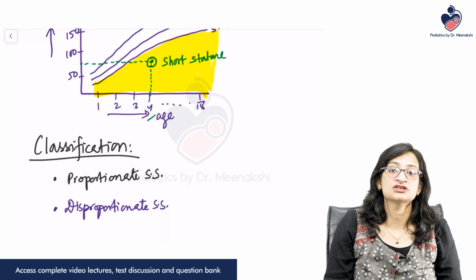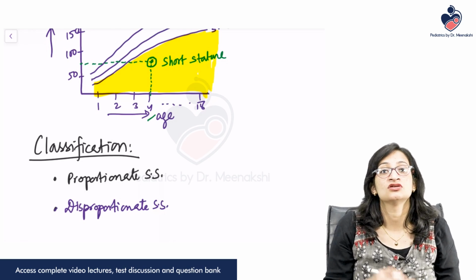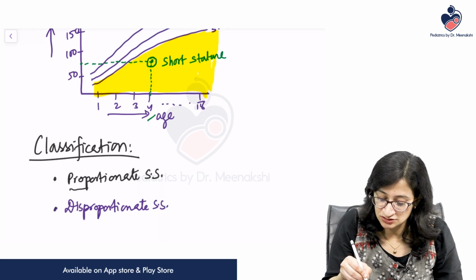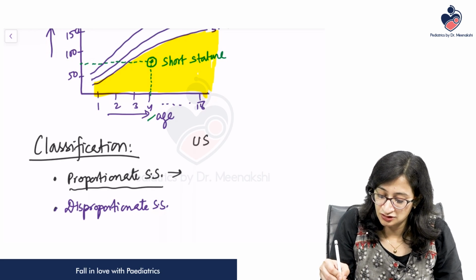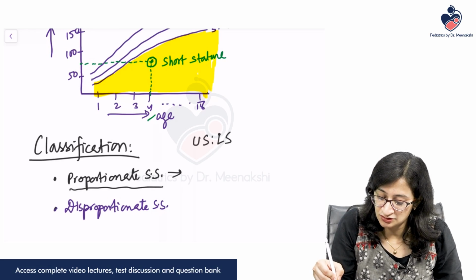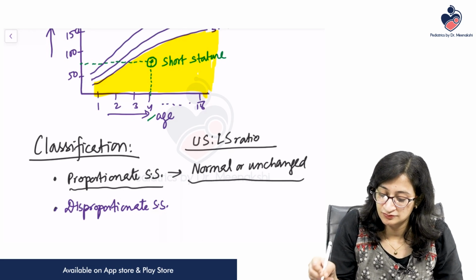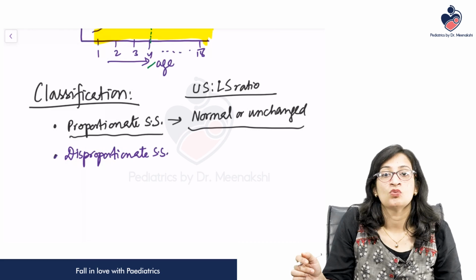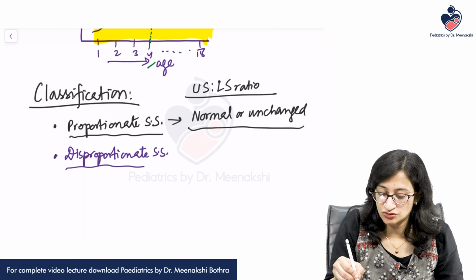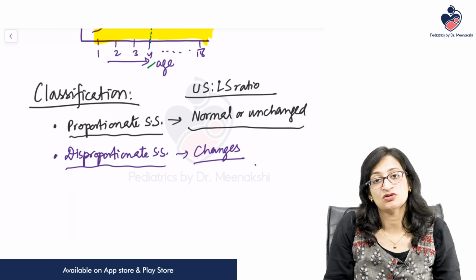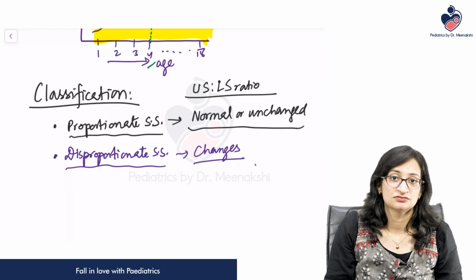So what will happen to the upper segment to lower segment ratio? It remains normal or unchanged. So in all the causes of proportionate short stature, the upper segment to lower segment ratio remains normal or unchanged. While in disproportionate short stature, this ratio is going to change. How it will change, we will come to it when we discuss the causes of disproportionate short stature.